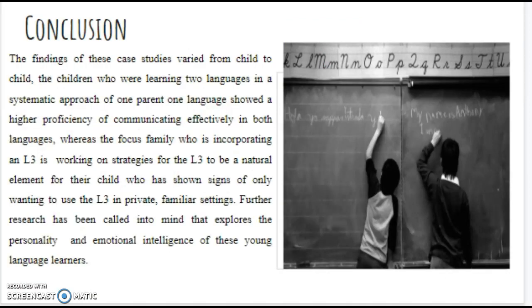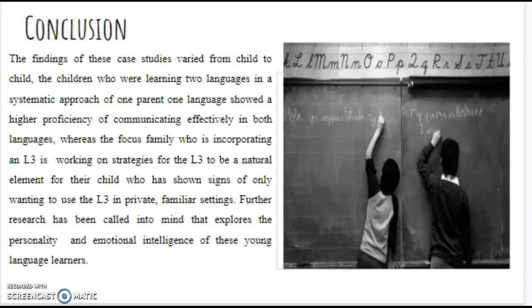Now, the findings in these case studies varied from child to child, family to family. It was important to see that those who have a learning system where there's one parent, one language, showed a higher proficiency, and they can effectively communicate in both languages. But we can also argue that these 2 cases are children who are 9 years old, so they're in a different language level than the other 2 case studies who are in preschool.